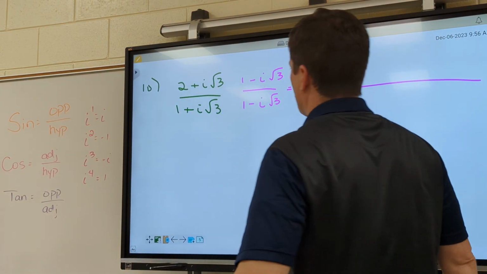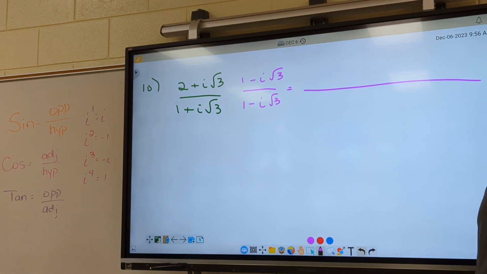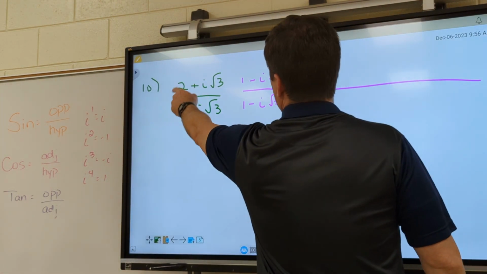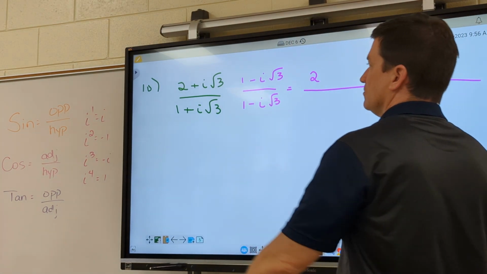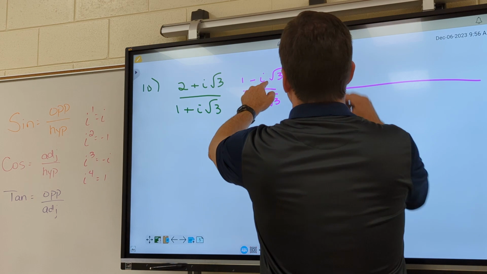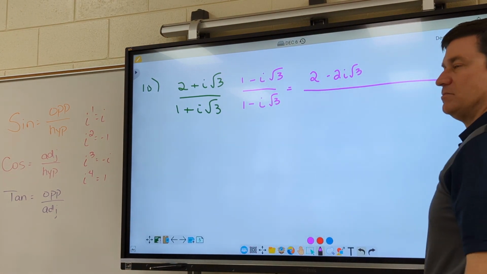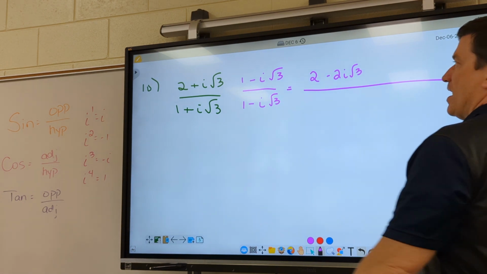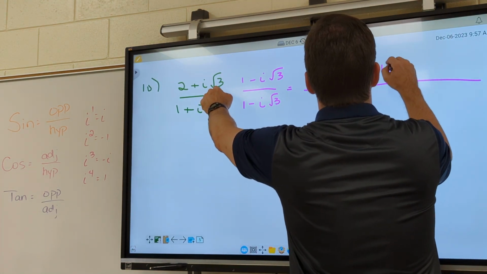All right, there's no shortcut on the top. You're going to have to do all four steps on the full. 2 times 1 is 2. 2 times negative I is negative 2I root 3. All right, slide over now. 1 times I is positive 1I root 3.